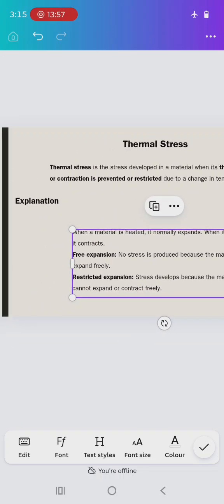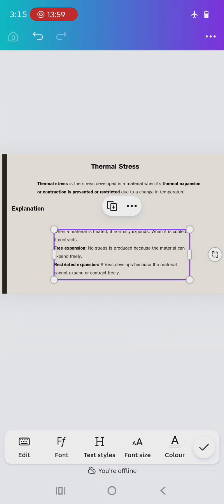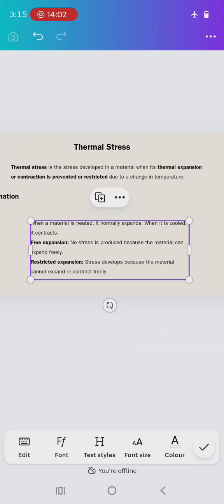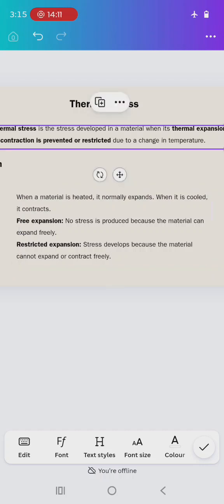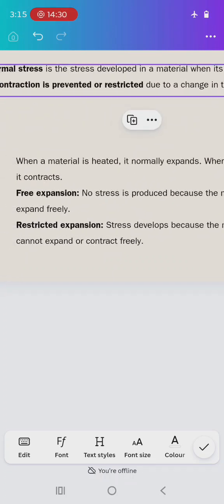Then the explanation. When a material is heated, it normally expands. When it is cooled, it contracts. This is general. Two types: free expansion and restricted expansion. In free expansion, no stress is produced because the material can expand freely.